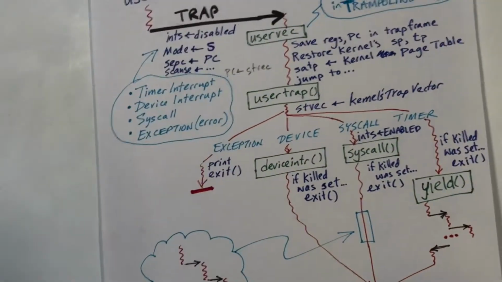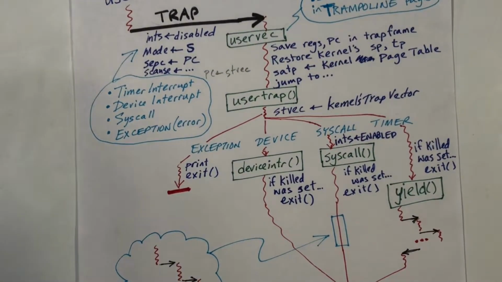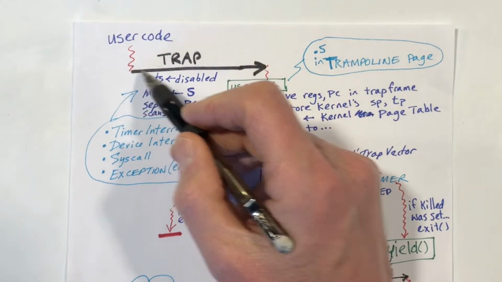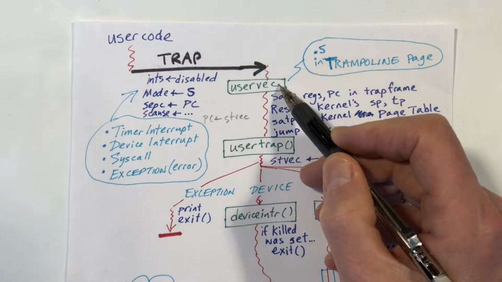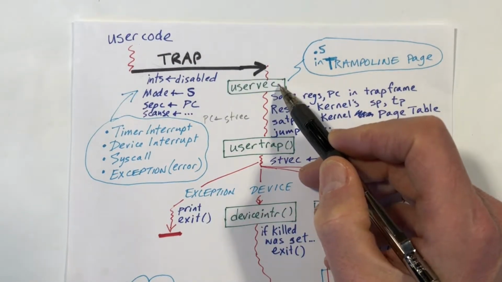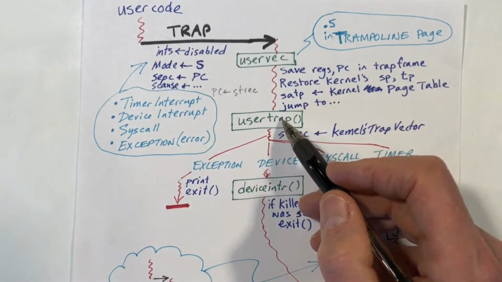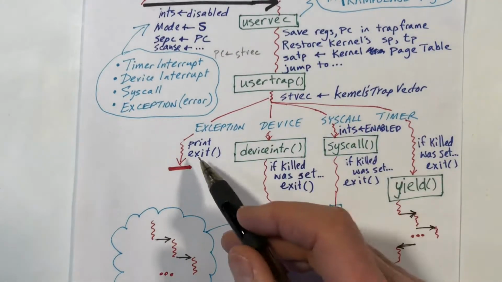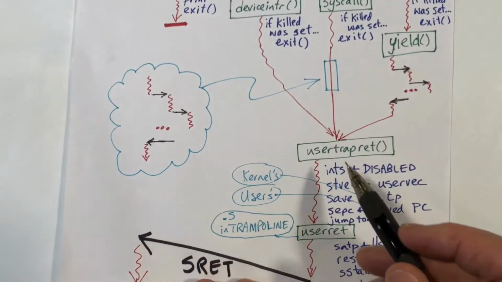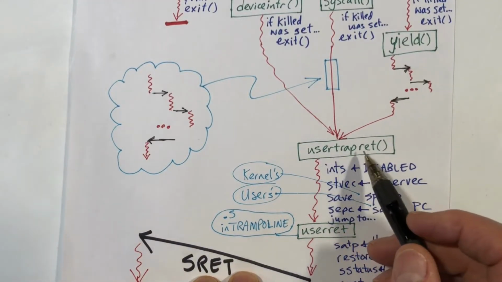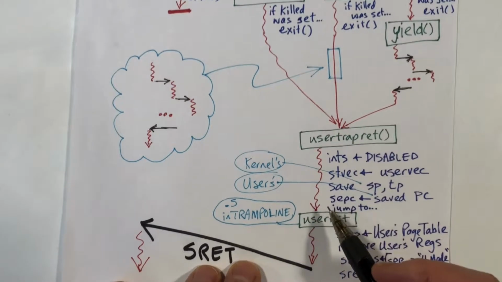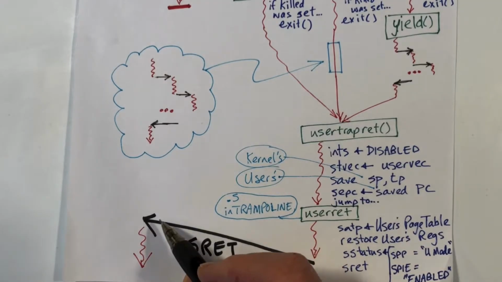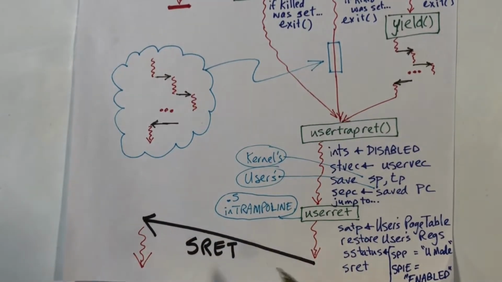Let's begin with what I call the roadmap. User code is executing, and we get a trap, and we execute the uservec assembly code first, and then we go into the user_trap function, and then we deal with the trap, whatever kind of trap it was, and then we call the user_trap_return function, and that then goes into the user_ret assembly code function, which ends by executing the system return or sret instruction.